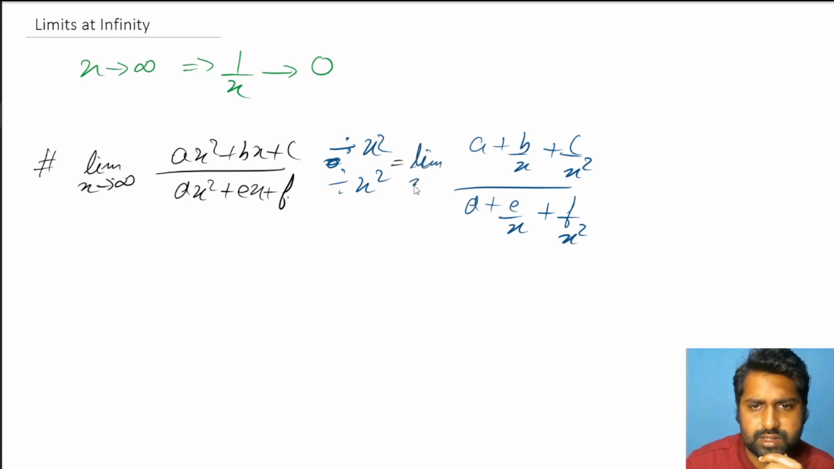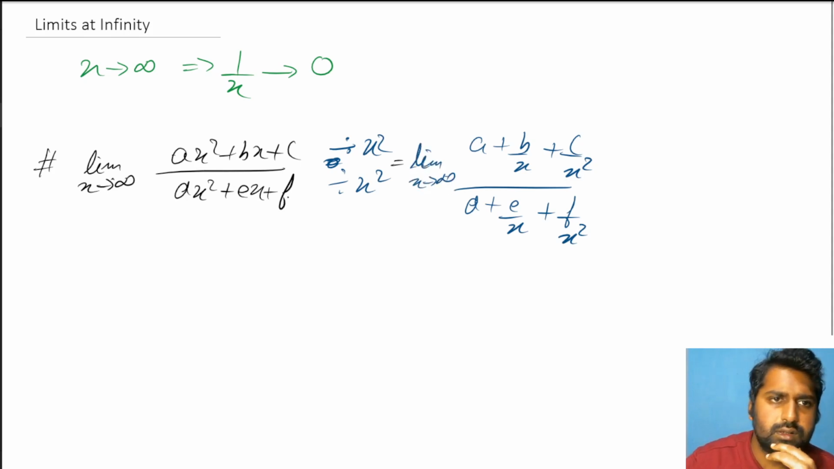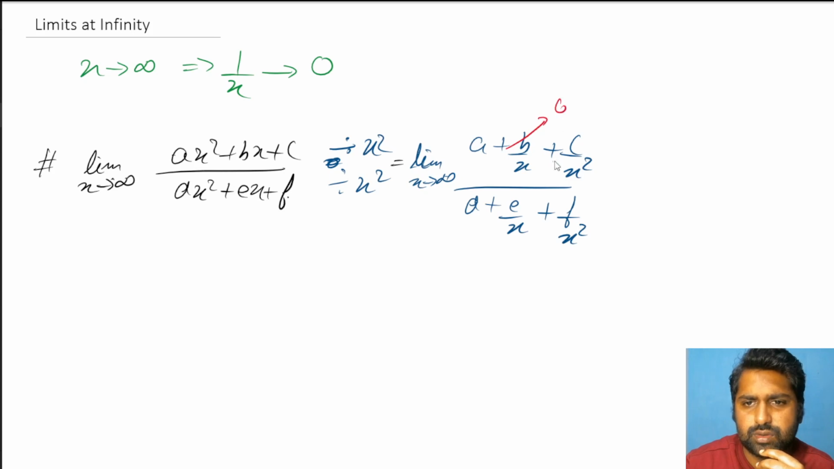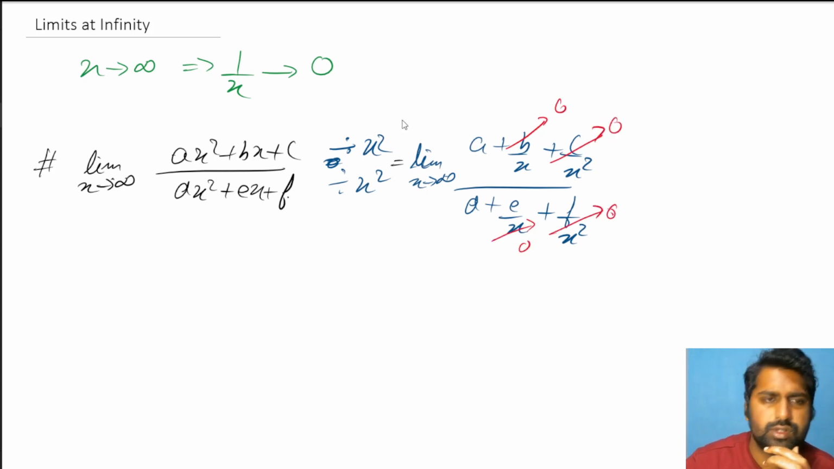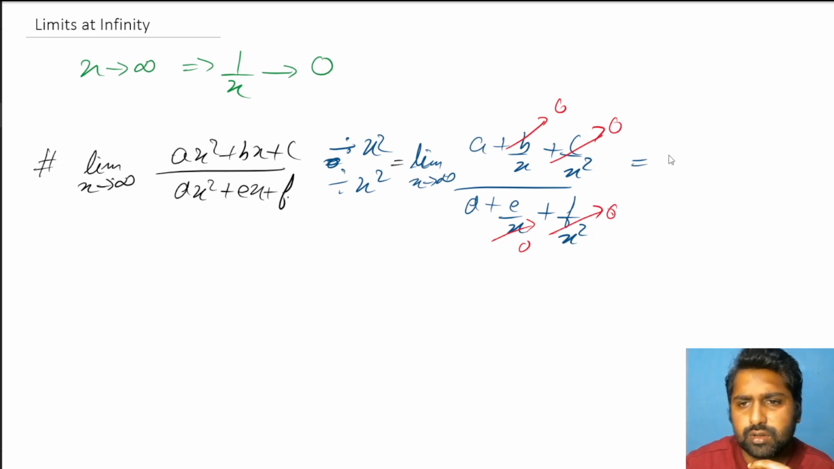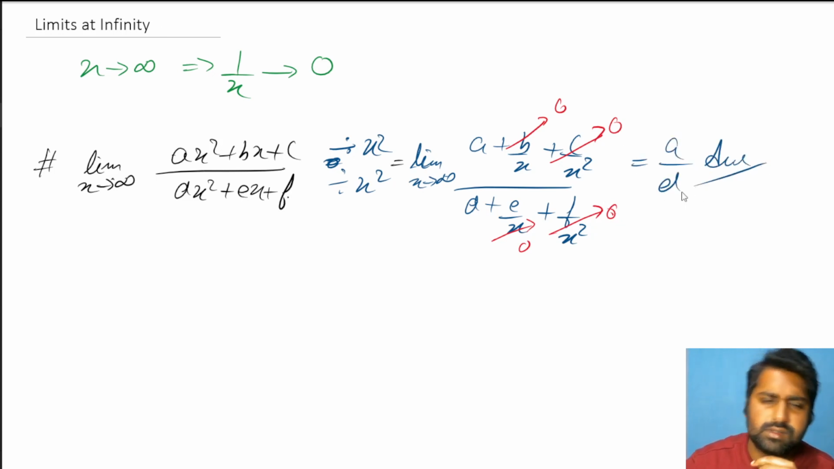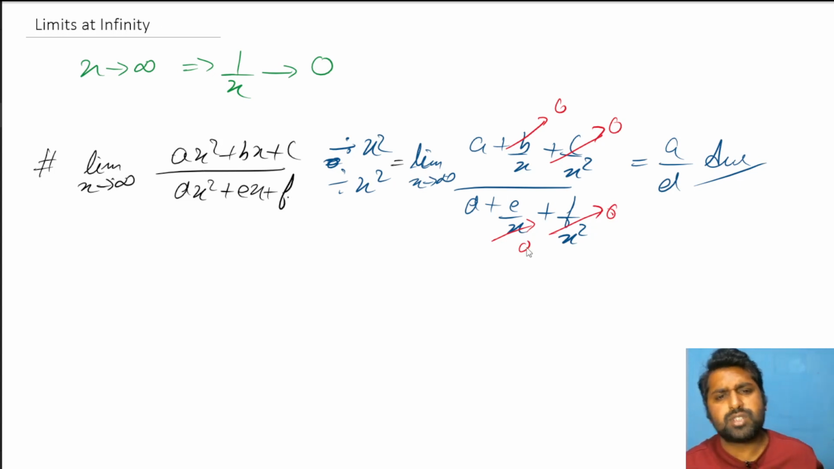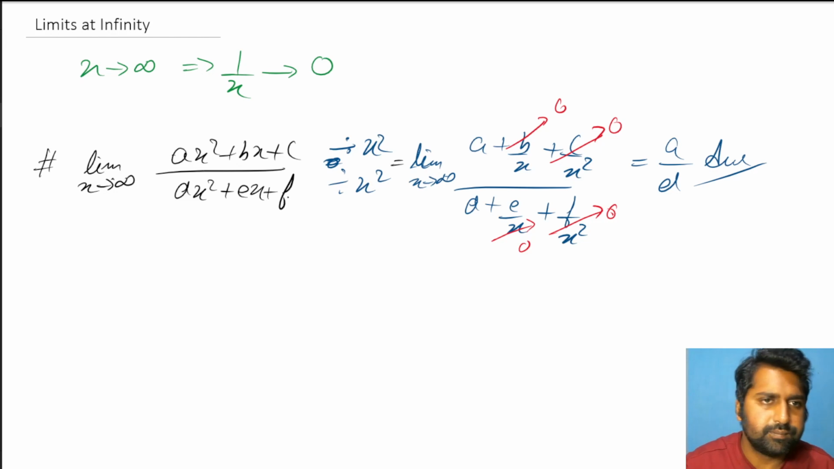So limit x tends to infinity, this is tending to 0, this is tending to 0, this is tending to 0, this is also tending to 0. So what is left in the numerator? a, and denominator d. That's your answer. So try to generate expressions of 1 by x. That's the only way to solve these kinds of limits.